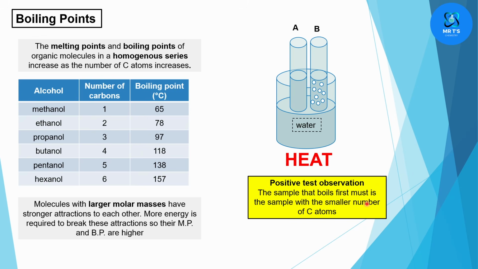number of carbon atoms. Now, we can only use this test if both of these molecules that we have to distinguish between are in the same functional group. They're all alkanes, or they're all alkenes, or they're all alcohols. And that is how we could use this water bath test to determine the boiling points and hence distinguish between two different organic molecules in the same homogeneous series.